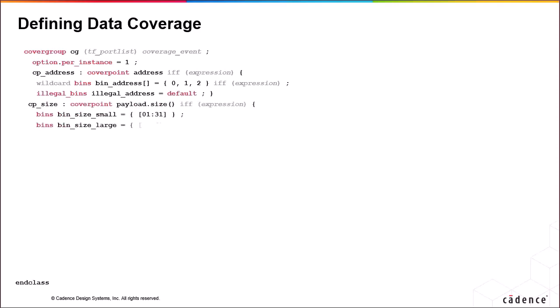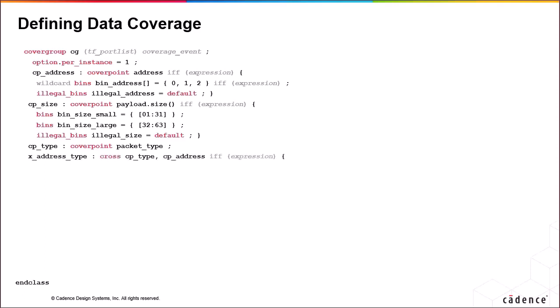For the payload size, we likewise define a bin for the small sizes 1 to 31, another bin for the large sizes 32 to 63, and an illegal bin for all other sizes. For the packet type, as the only 2 possible values are both legal, and we will not later refer by name to the bins, we will rely upon automatic bin generation.